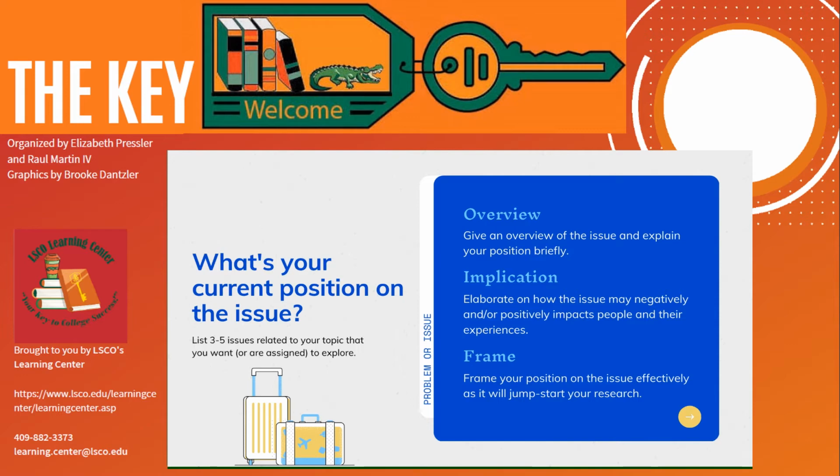To understand where you're coming from with a particular issue, start with an overview and explain your position briefly. Next, explore the implications and elaborate on negative and/or positive impacts upon people and the world. Now that you've framed your position on the issue effectively, it will jumpstart your research. Just like packing your car before a road trip, you want to grab what you know you'll need for the journey, but also leave space for souvenirs that will inspire, delight, and enrich your memories of the trip.